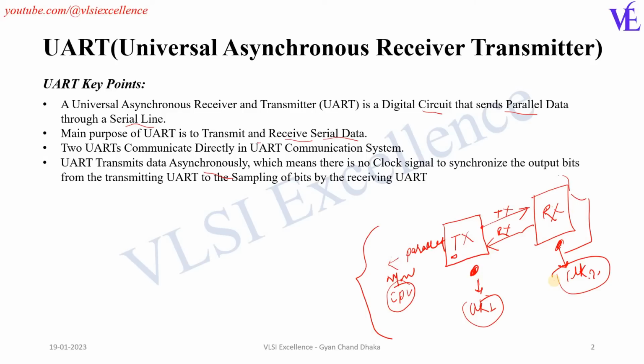One important point here: the frequency of these two clocks can be the same, but they are not synchronous, because the clock source to the TX can be different from the clock source to the RX. Hence both TX and RX are not running at a common clock, and there is no clock signal to synchronize the output bits from the transmitting UART to the sampling of bits by the receiving UART.